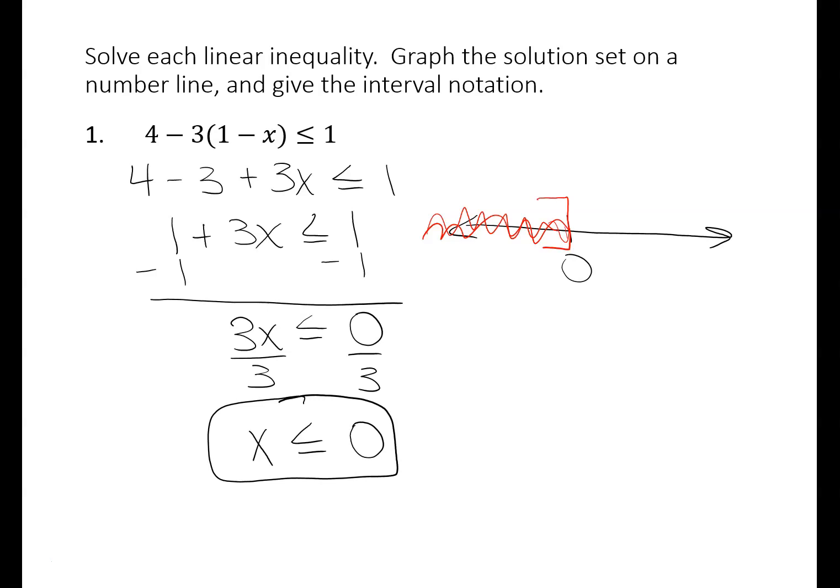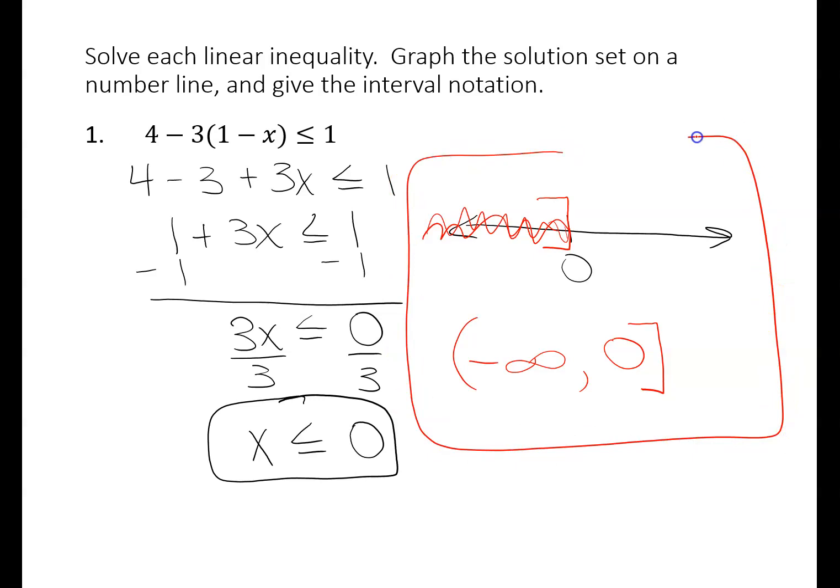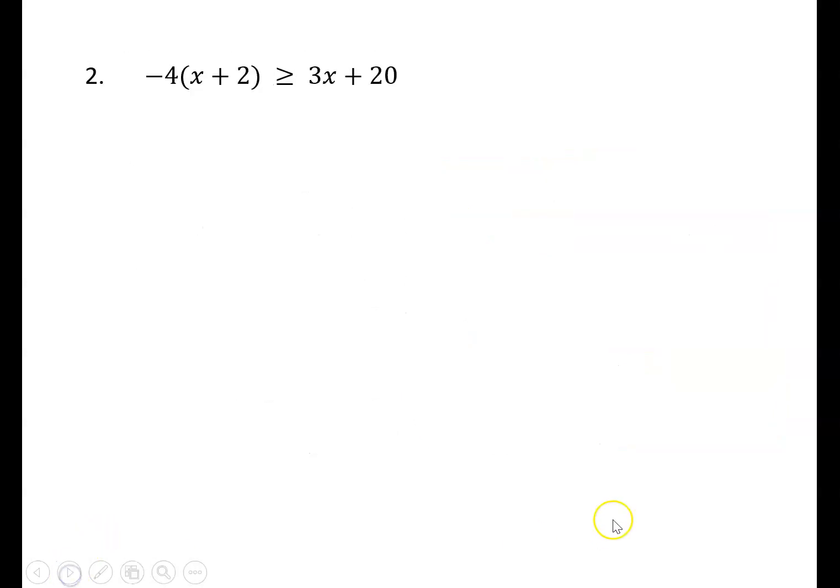And then we're ready for the interval notation. Remember, left to right, and this one goes forever left, which we represent with negative infinity, comma, and our rightmost number is 0, which we are including, square bracket, and always parentheses on infinity. So all of this is part of our answer as well. When we solve inequalities, we want to always include the graph and the interval notation.